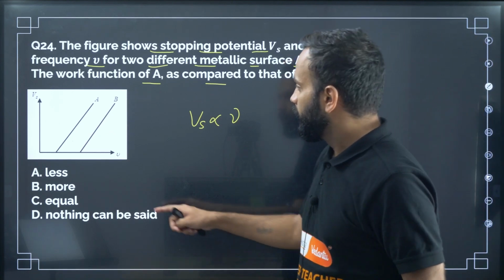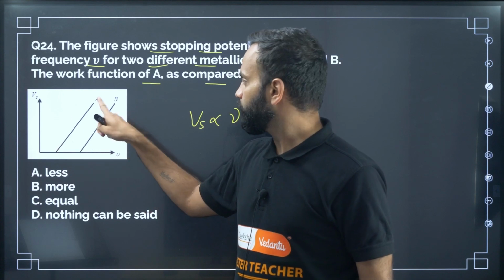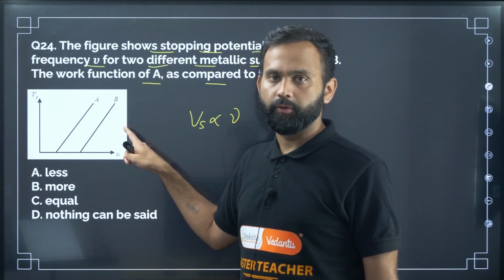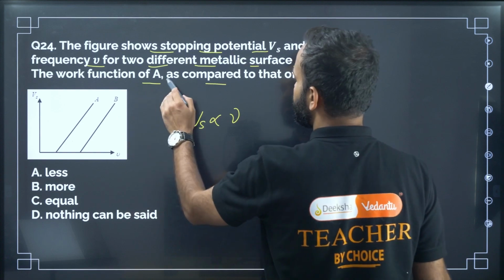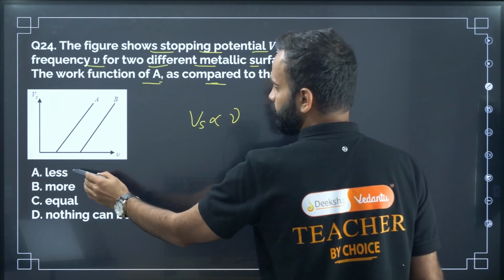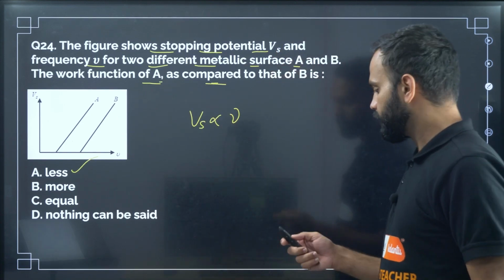Because here the threshold frequency for A is lesser than threshold frequency for B, right? So the work function of A as compared to that of B is less. Option A is the correct answer.